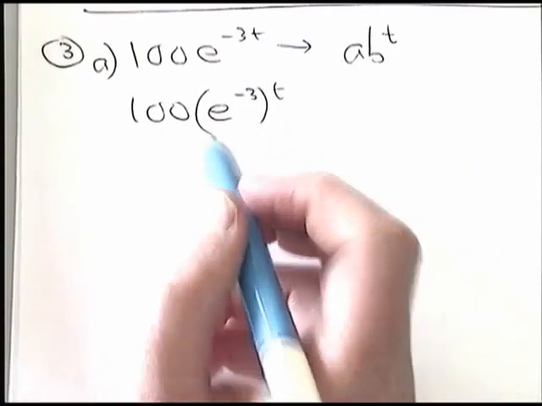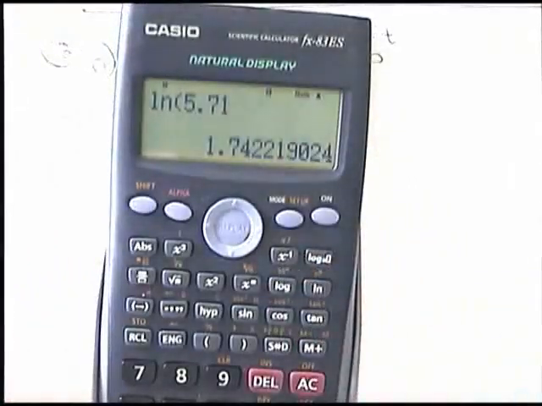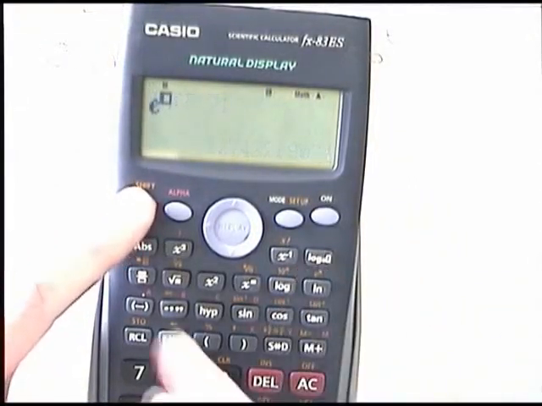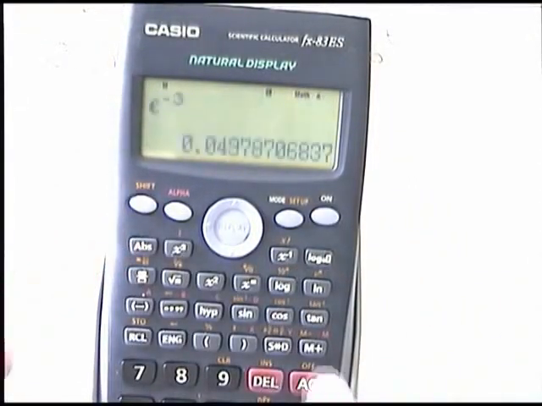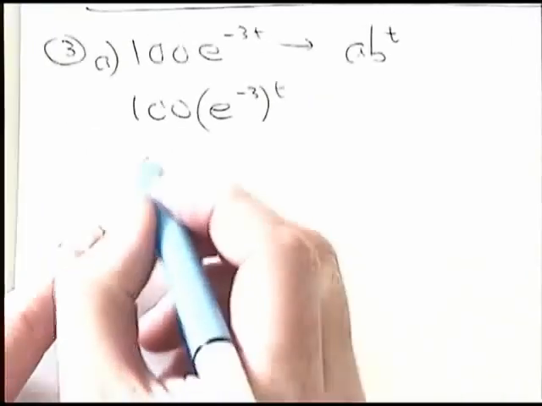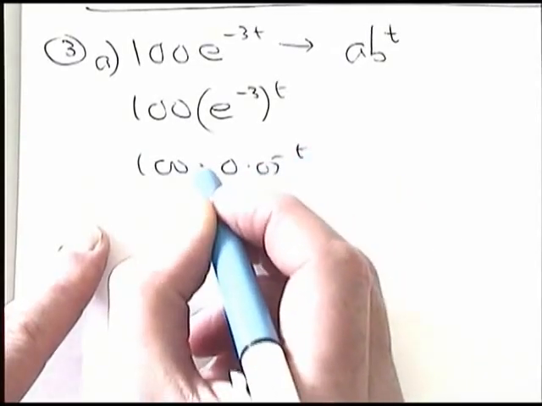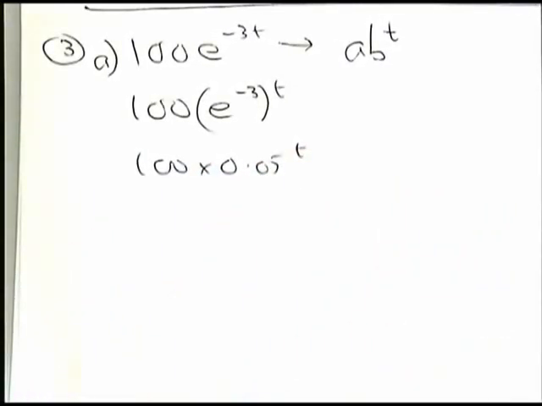E to the minus 3, remember, that's just a number. If you get your calculator and do e to the negative 3, that is 0.05. So that's the same as 100, 0.05 to the power of t. There we go. That's the answer. It's all we had to do in that question.